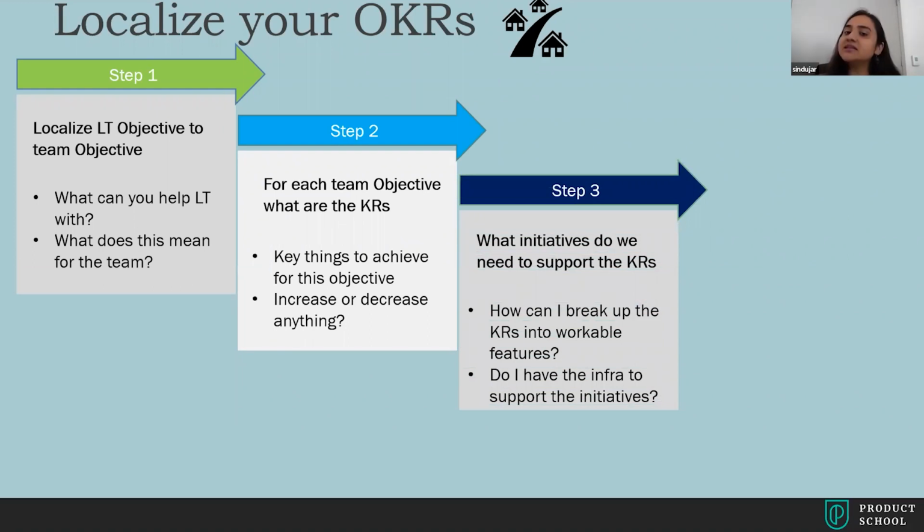Step 3 is defining the initiatives that are needed for the KR. So how do I break down the objectives into workable features here? And how do I break it down in such a way that I can have regular checkpoints with my initiatives that says Q1, let's talk about it. Q2, let's talk about it, etc. So you need to break down the initiatives also in such a way to make sure that you have meaningful conversations. The second part of step 3 is making sure that you have your infrastructure in place to support all of these initiatives.